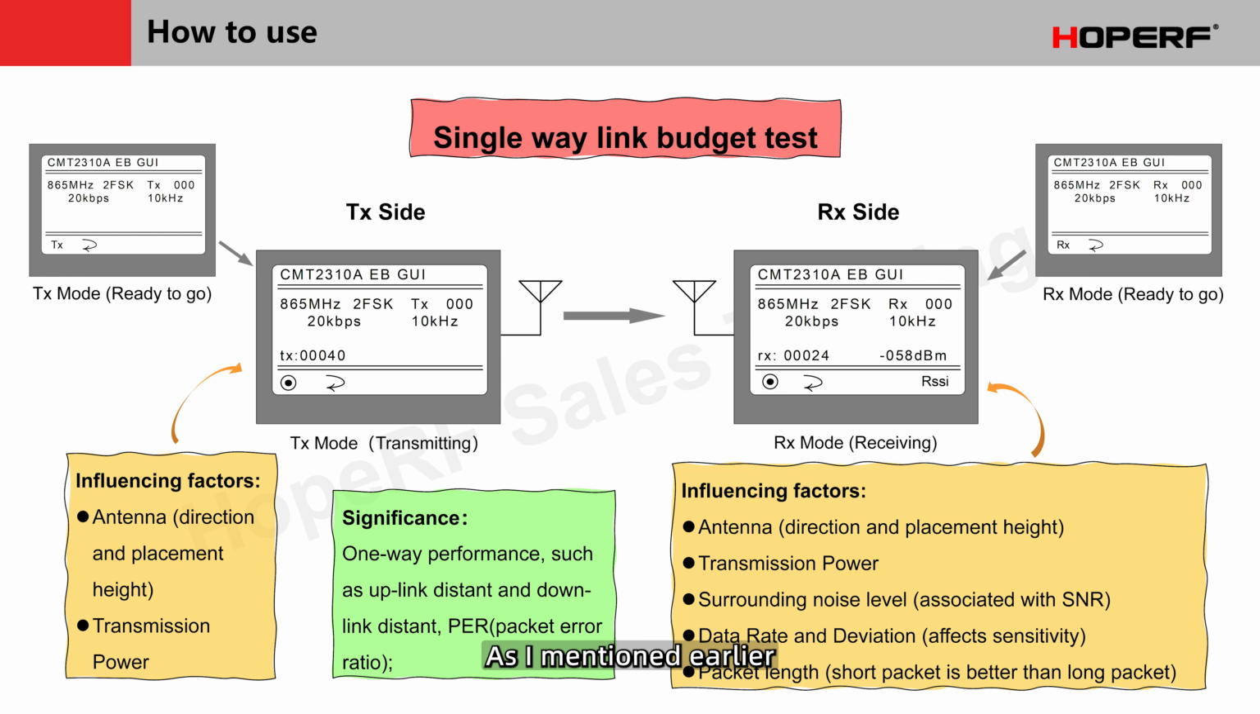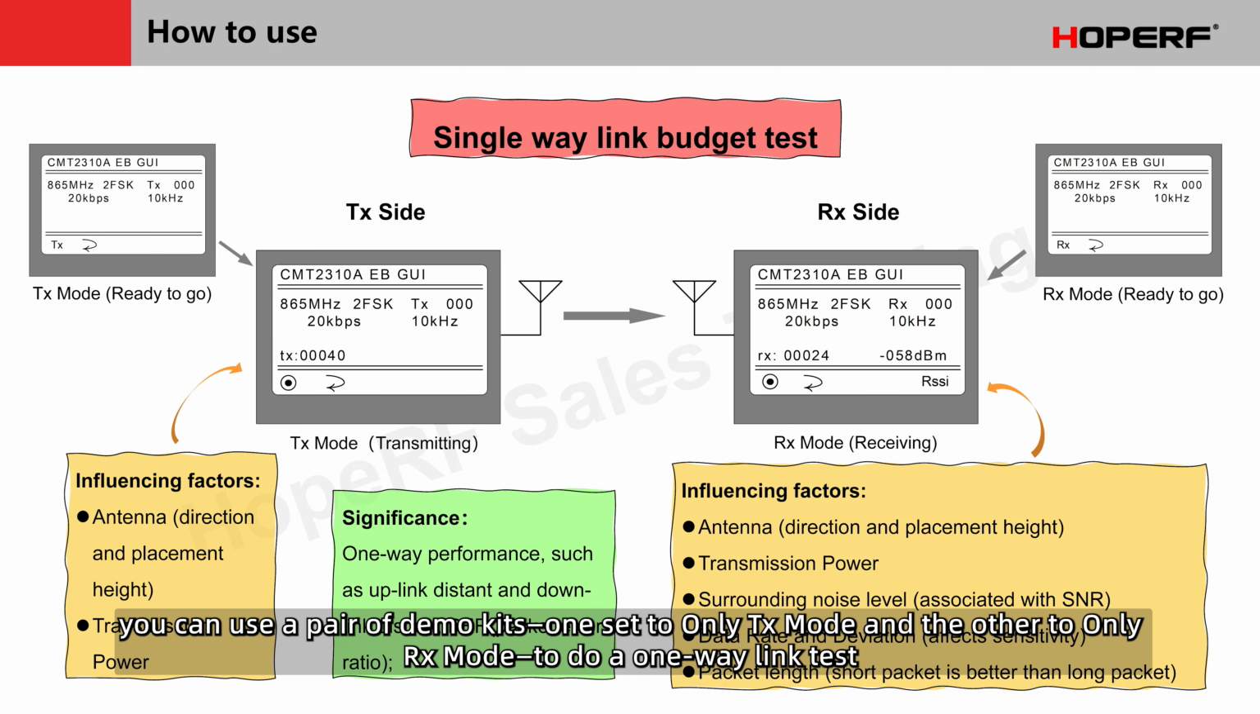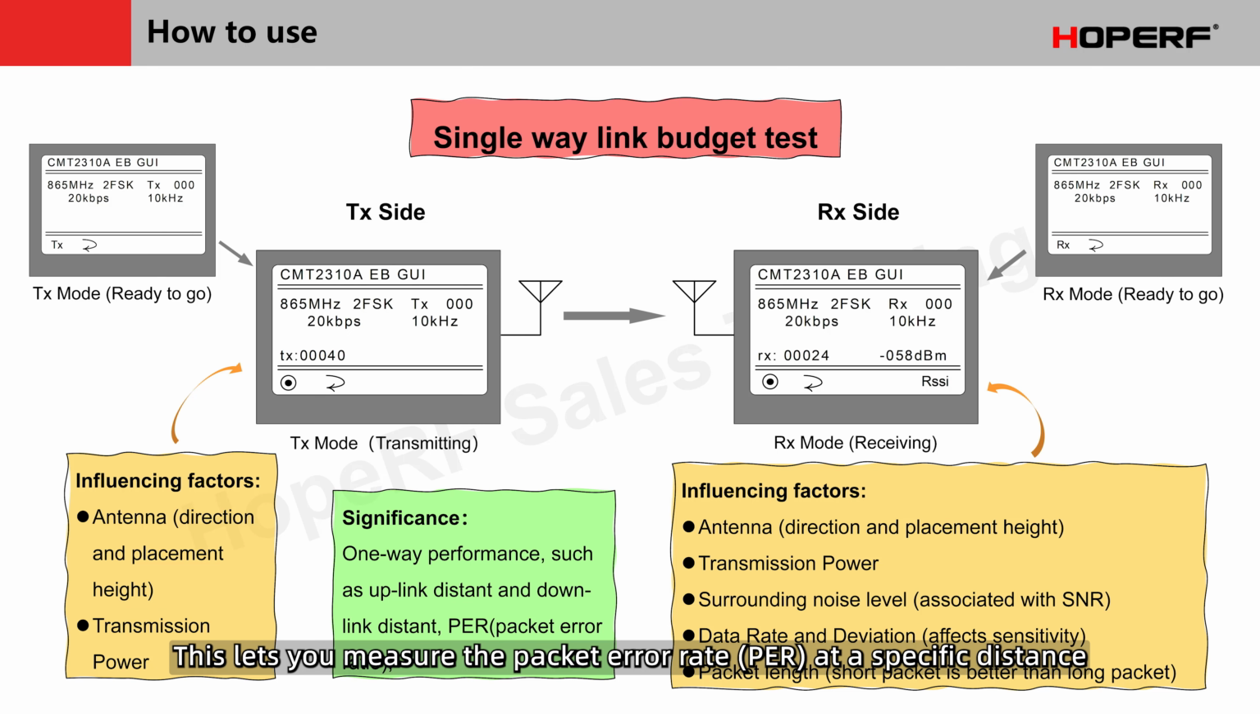As I mentioned earlier, you can use a pair of demo kits, one set to only TX mode and the other to only RX mode, to do a one-way link test. This lets you measure the packet error rate, PER, at a specific distance, and you can use that PER to determine the reliable communication range.